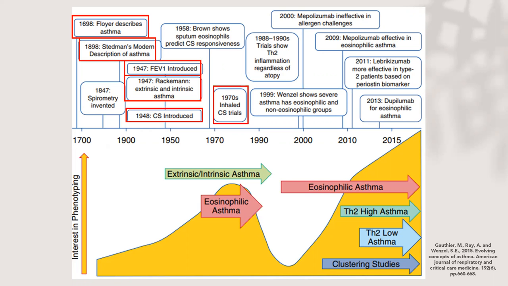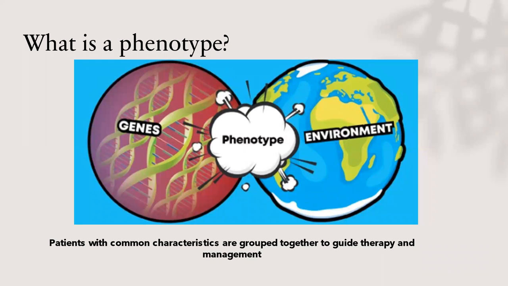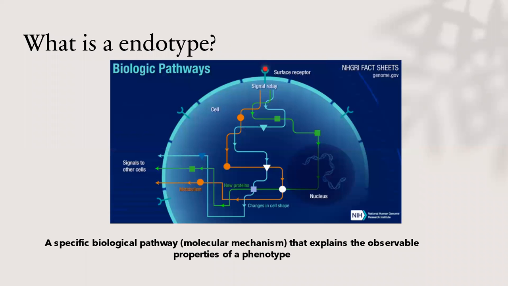So just to begin, we need to understand what I am talking about. What is a phenotype itself? A phenotype in a patient is a set of common characteristics which you can identify, grouped together to help you understand which therapies that patient will respond to. And what is an endotype? It is somewhat related, but basically it is the molecular mechanism by which you develop that phenotype. So those are your basic definitions.